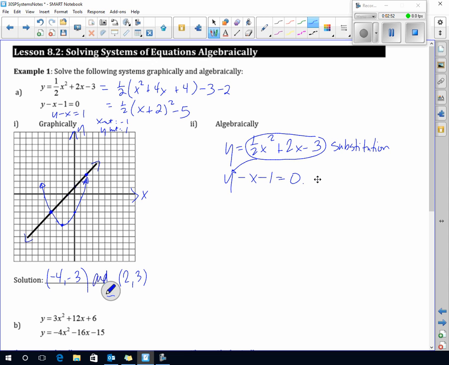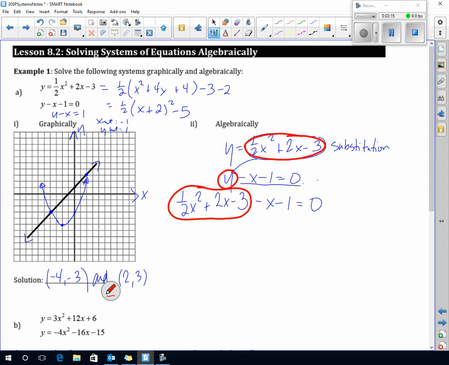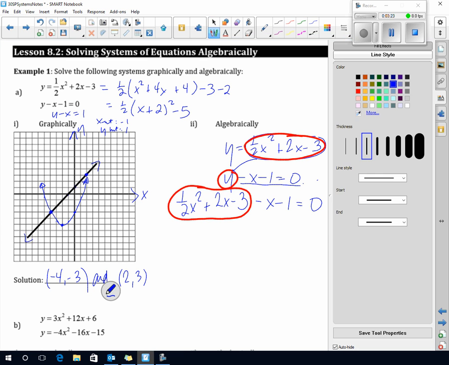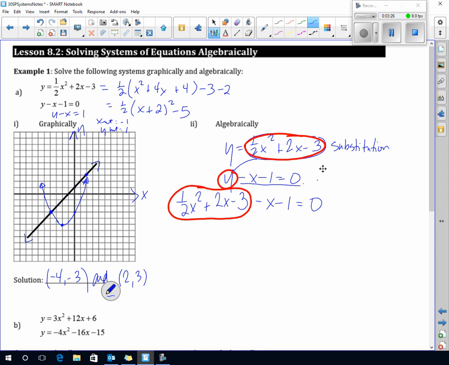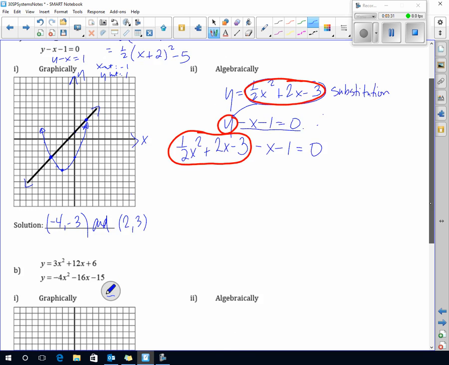So subtract x, subtract 1 equals 0. Does everybody know what I did there? Maybe I'll do color coding. I substituted this for the y right here. That's what that was. Does everybody see? Okay, so now how do I solve this? What is this considered? It's a quadratic. So the first thing I should have is equals 0 on the one side, which I do. The next thing, I need to simplify stuff. So I have a 1/2 x squared, a 2x and a minus x gives me a plus x, a minus 3 and a minus 1 gives me a minus 4 equals 0.